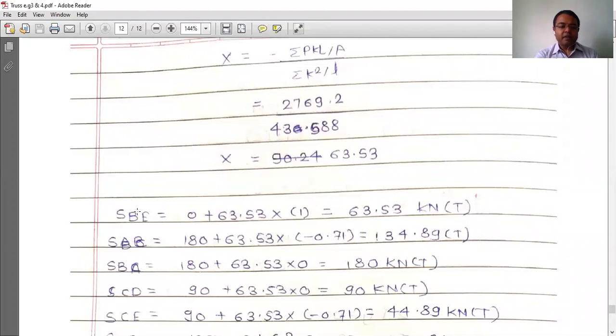Now we will write the final answer, that is, the final forces in the members of the truss. What are the final forces? The formula for finding the final forces is: force in the member equals P plus XK. P means the P force analysis, plus X. You know this value. Put this value along with its sign. Here we are getting positive X, so put that value as positive, times K.